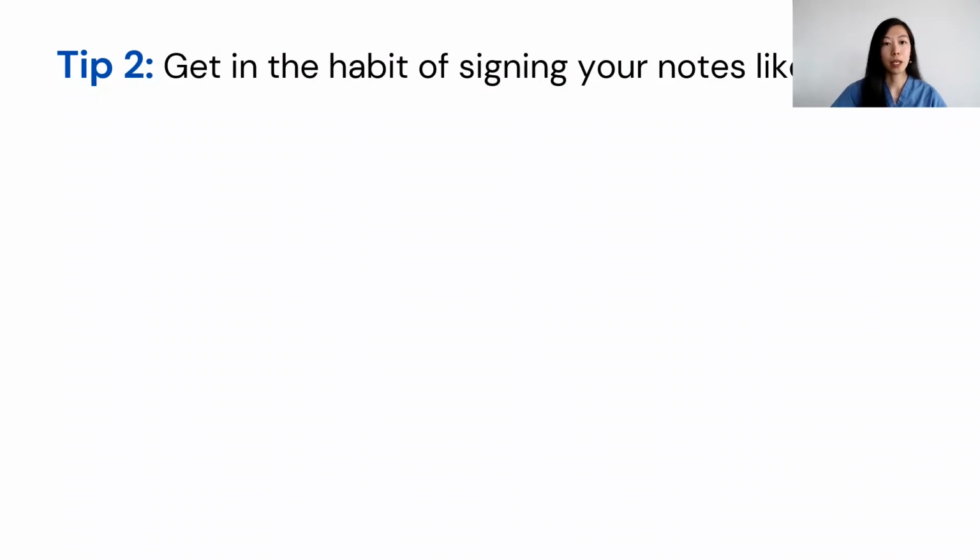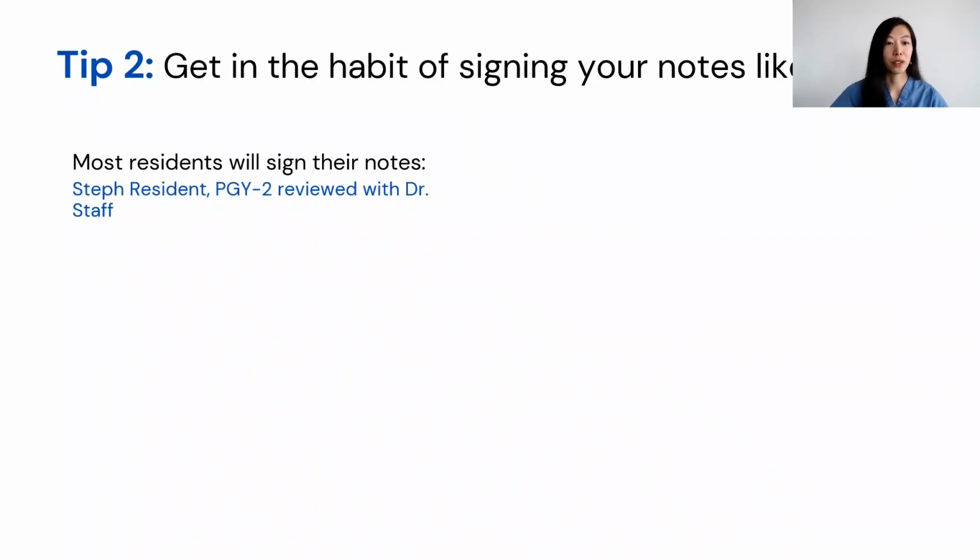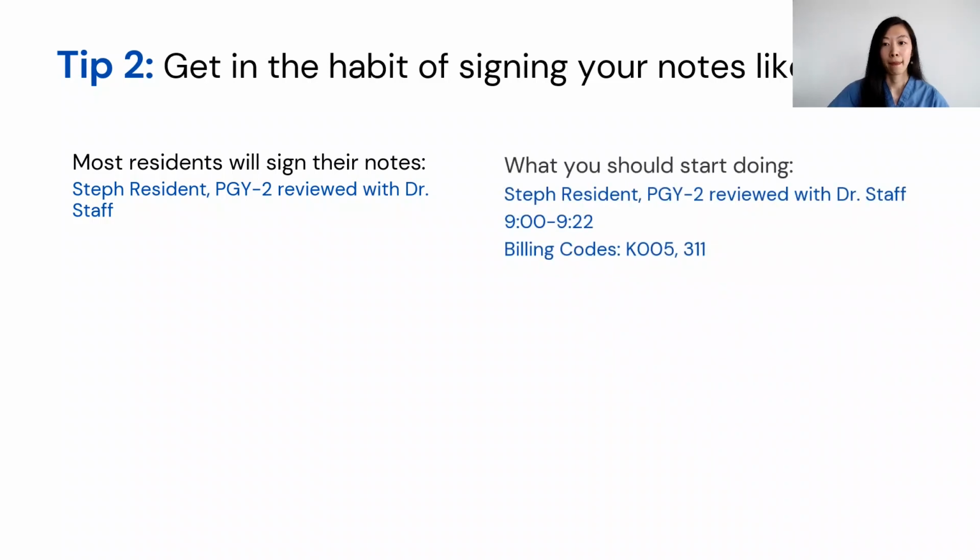The second tip is get into the habit of signing your notes like this. So most residents, including myself, will sign their note as their name, PGY2 reviewed with doctor staff. But what I started doing when I realized my staff physician or preceptor didn't really start teaching me about billing is I wrote down my signature, but I also wrote down the time, and I wrote down what billing codes I think this particular case I would have billed.